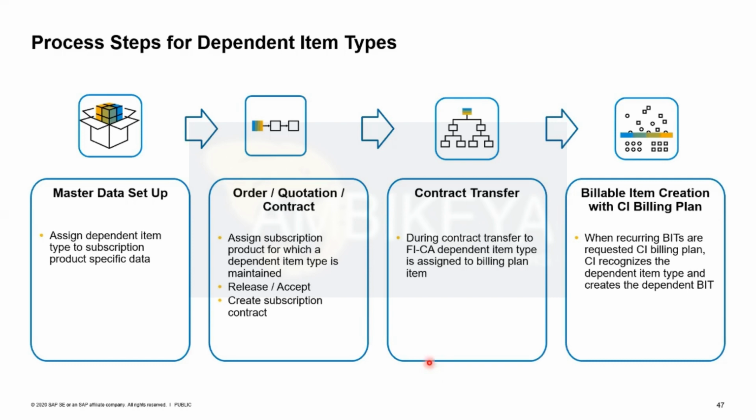Okay, it goes in this sequence. So first in the master data, when a subscription product is modeled during the product modeling, we can assign a dependent item type to the product. When the order is created and submitted, during distribution this dependent item type is determined and passed to the bill plan. And finally, when the bits are created in CI, dependent bits for the partner are also created. And this is definitely not specific to partner settlement. The dependent bits can be created in different scenarios, and one use case is partner settlement.